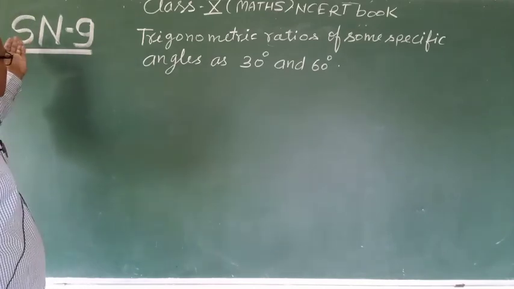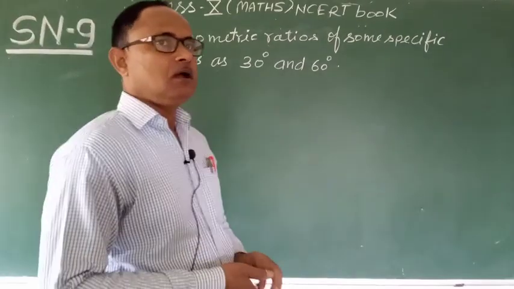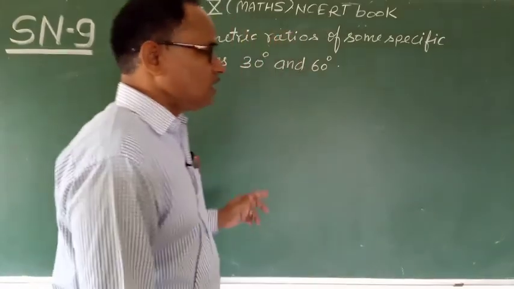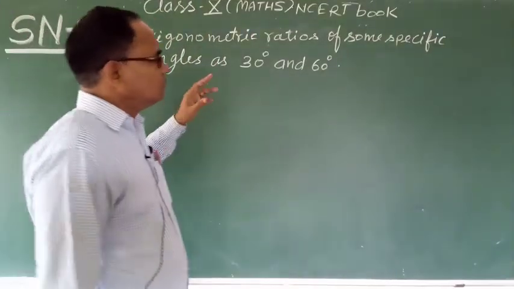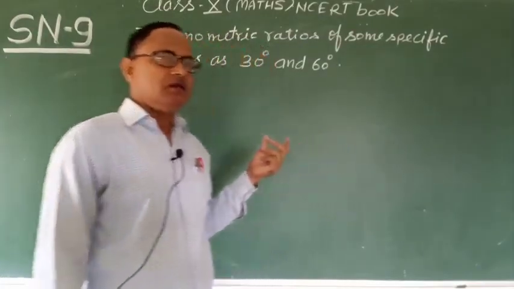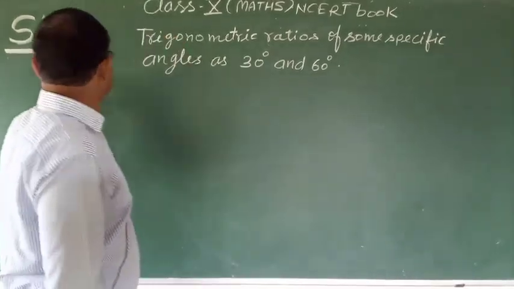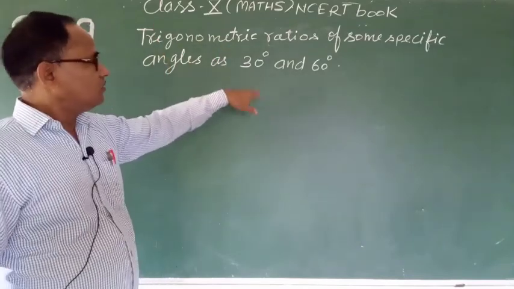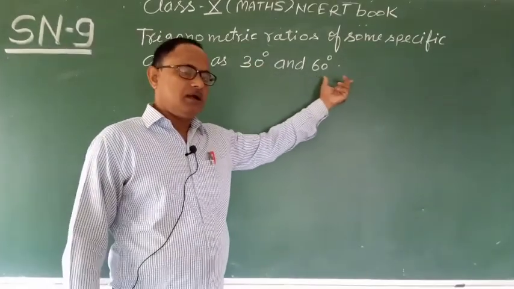Here today is serial number 9. Before it, I have taught you serial number 8, about 0 degree and 90 degree. But today we will study the trigonometric ratios of 30 degree and 60 degree.